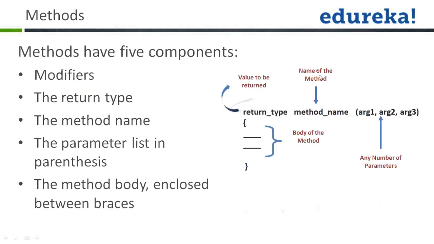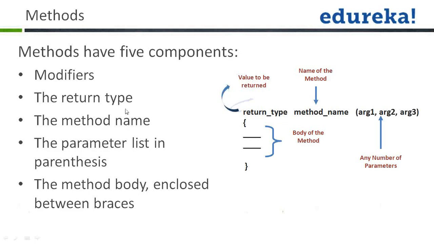Now we'll see what are the things that are present in a method. Methods have got 5 components. One is modifiers. We'll be discussing modifiers in the later part of the class. Modifiers are like public, private, protected, and there is a default one. Whenever you miss writing any one of them, it will be taking the default one.